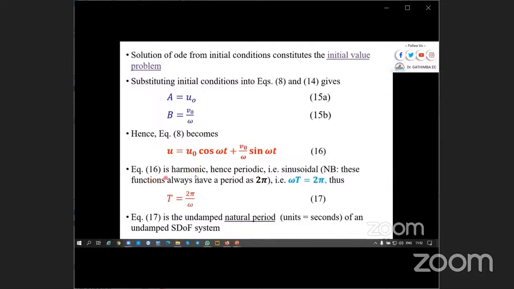All right. So equation 16 is periodic and harmonic. This typical kind of function has a period of 2 pi. The period is such that omega T is equal to 2 pi. Remember, you have already gotten the expression for angular frequency. Now you are moving to the expression for period, because this is about waves. This is first year physics, waves.